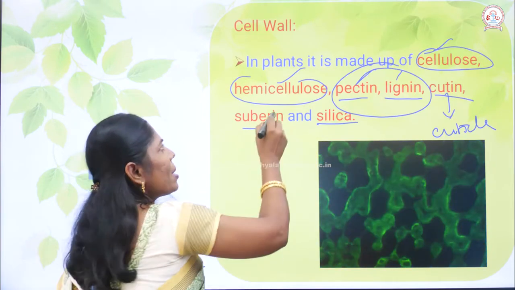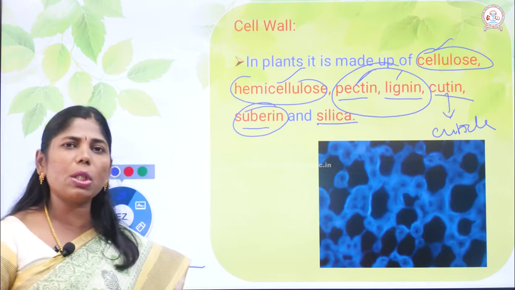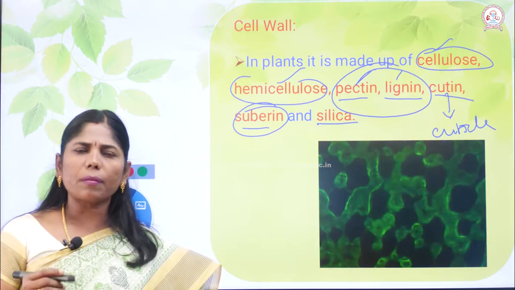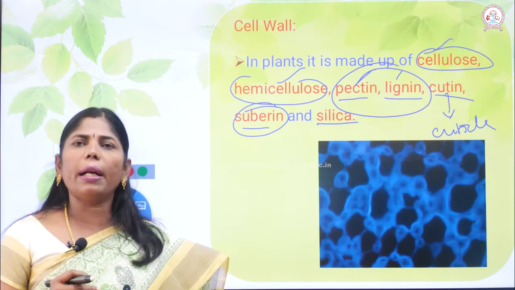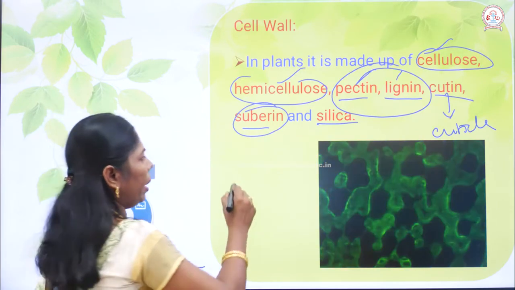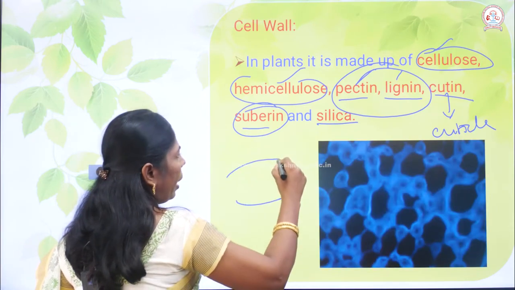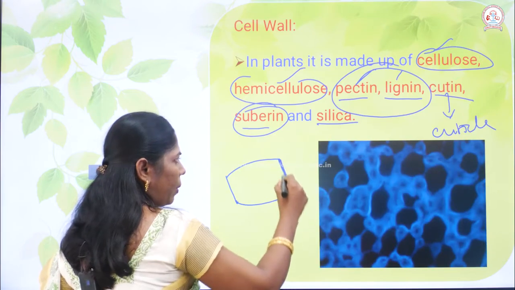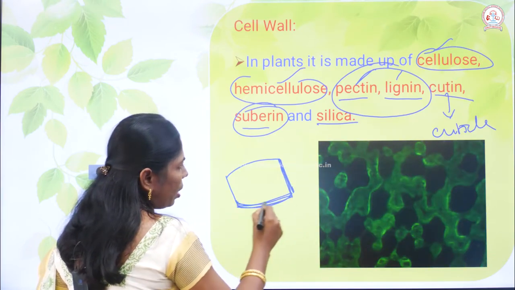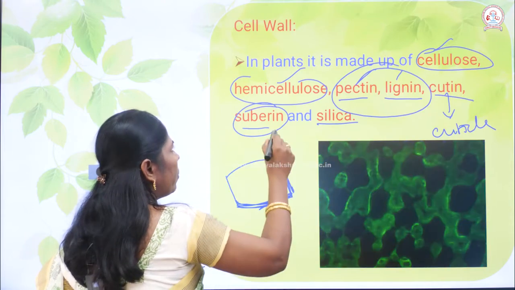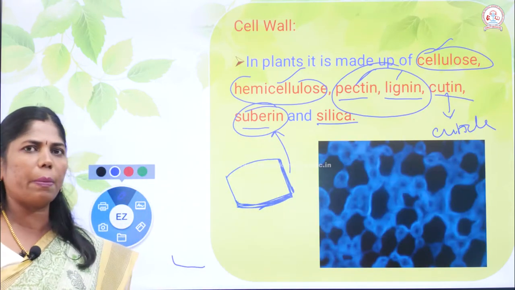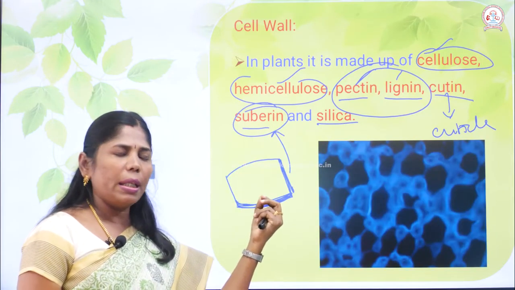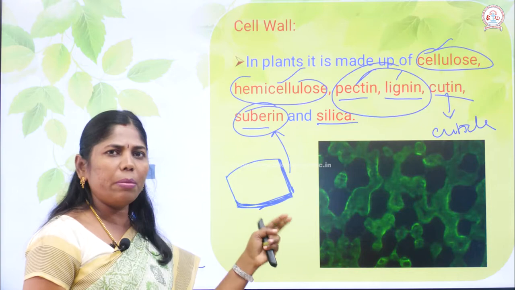Okay, and another one is suberin. Suberin is present in the endodermal cells. The endodermal cells consist of a radial wall thickening and another one, a tangential wall thickening. So this is the structure of endodermal cells. That is made up of suberin. Here the suberin is present. The suberin is a somewhat hard material. It will not allow any particle to pass through this way.